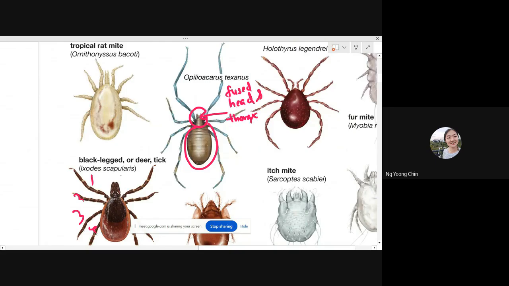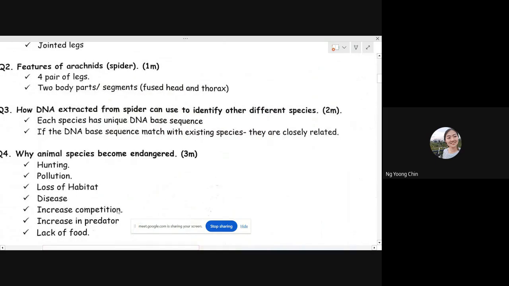This is their head, right, and this is their thorax. They are totally fused together, and they have a term for it. They call this fused head and thorax the cephalothorax. Sometimes you can put this term inside your answer.